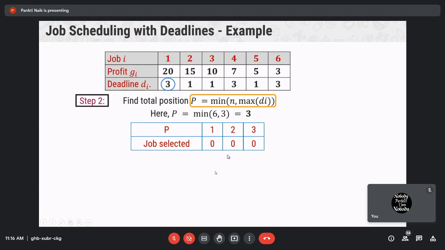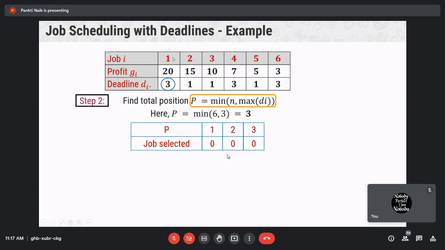Now, next is to add the ith job in this array at the index denoted by its deadline di. The first value of i is equal to 1. So at which location in this array do we add our first job? That is on the third location.